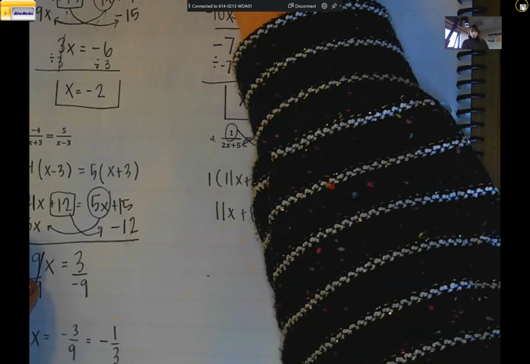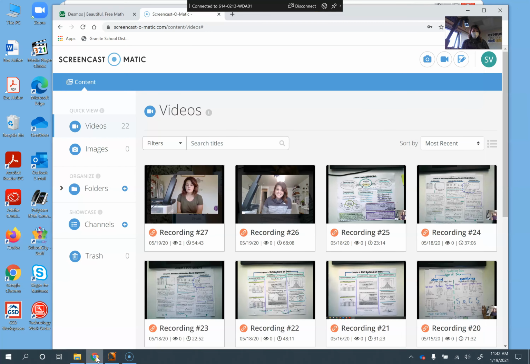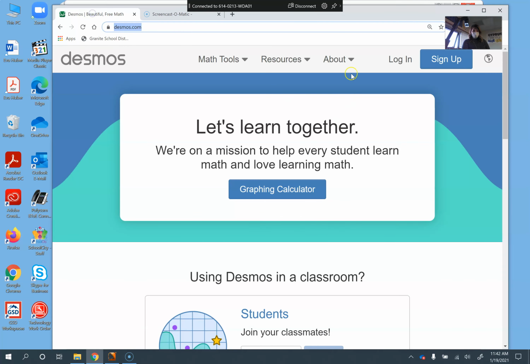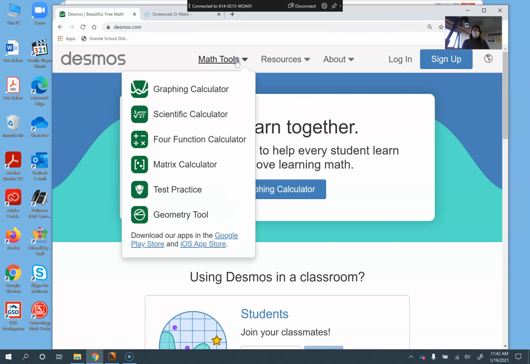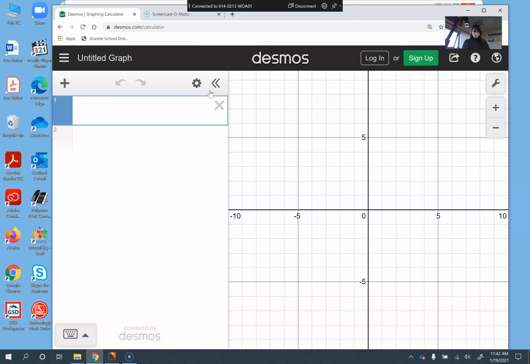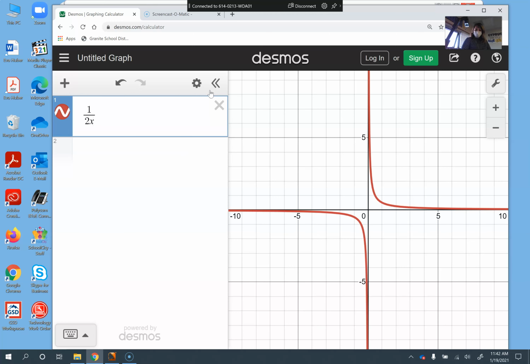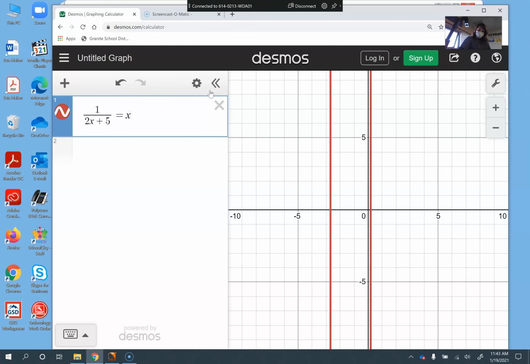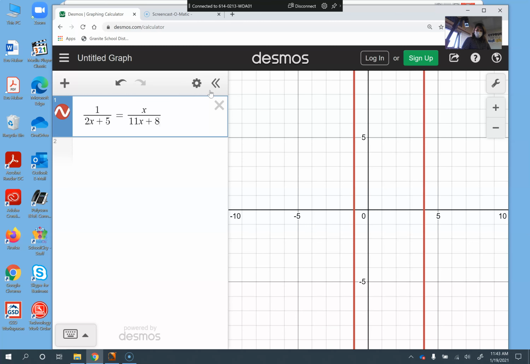So what we're going to do instead is we're going to go to Desmos. We're going to cheat. So in Desmos, we're going to go to Math Tools, and we're going to click on Graphing Calculator. Then we're going to type in this big old equation. So we're going to hit 1(2x+5). Then we're going to arrow out of the bottom, hit our equal sign, and do x/11x+8. And notice we have two solutions this time.